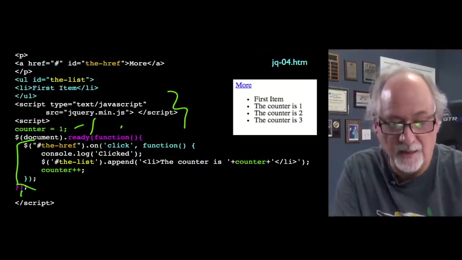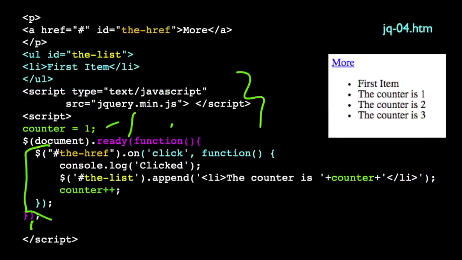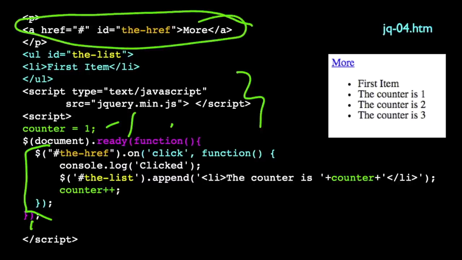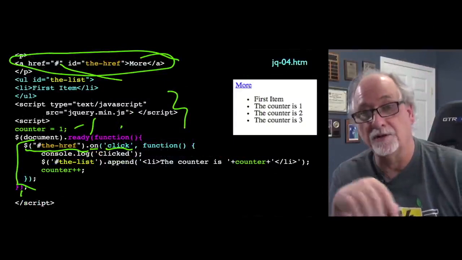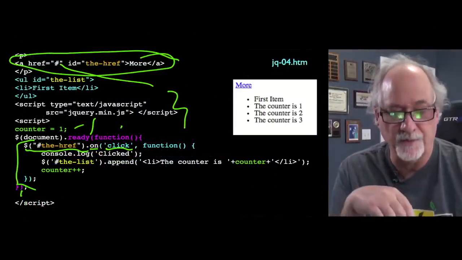When the document is ready, it runs another thing. And this happens to be go grab $, quote, $, the href, which says go grab whatever tag in the document has an ID of the href, and then that gets it, and then there's a method called on, and the on is the way to register interest in an event. So we're saying on click, and that's pretty much the same as putting onclick in that anchor tag the way we did in the previous example.